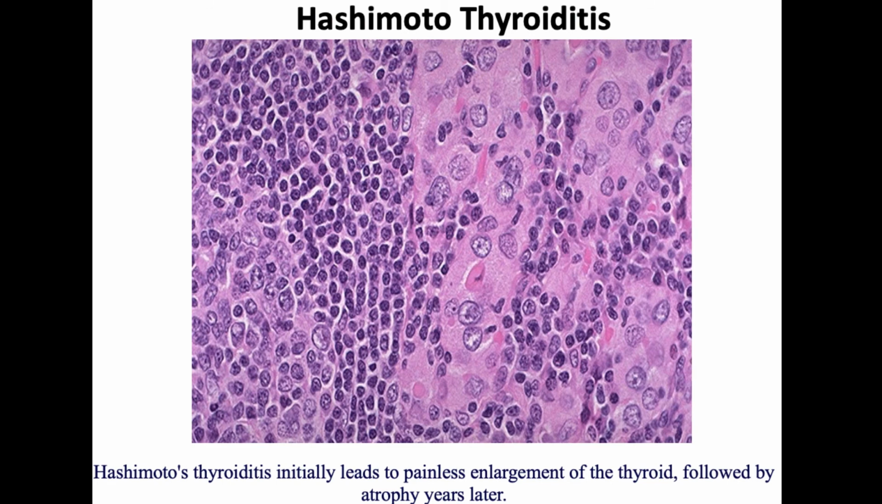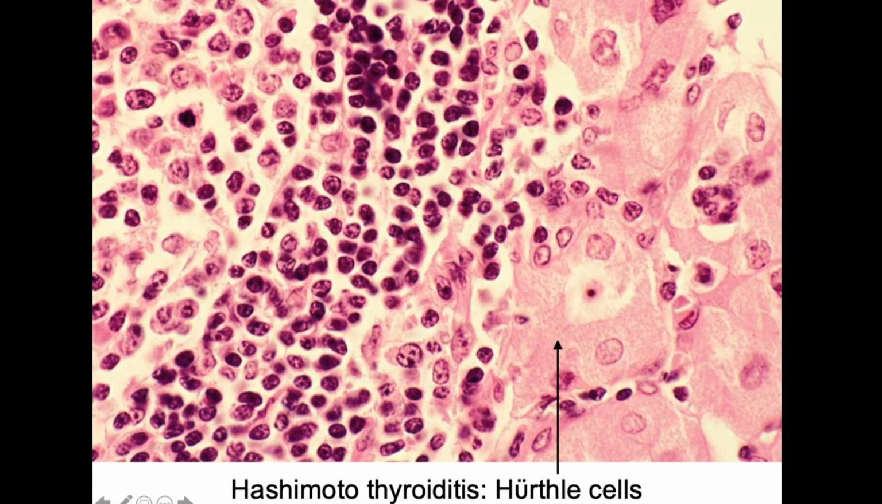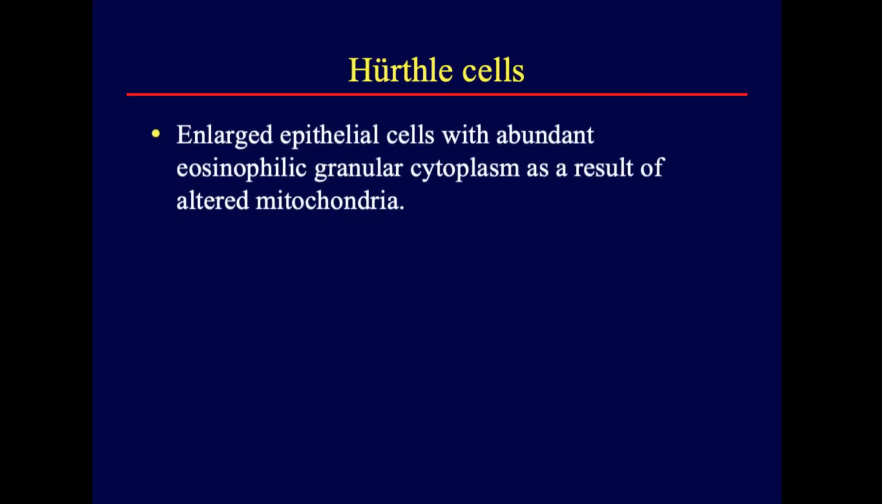And this is showing you Hashimoto's. And notice right here, you have these little kind of pinkish looking areas. These are called Hürthle cells, which are common in Hashimoto's. And so when they do a biopsy of the neck, they can see these cells. And these are enlarged epithelial cells. They have eosinophilic granules in the cytoplasm, and that's because of alterations in the mitochondria. Now, in a person who has hypothyroidism, the mitochondria don't work as well. They don't produce as much ATP.